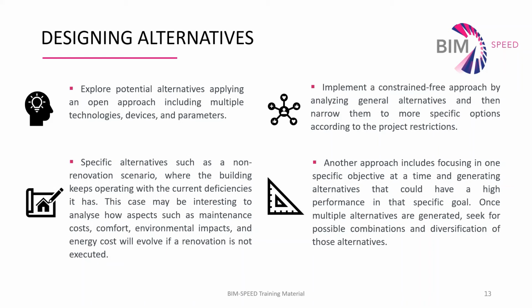While designing the alternative, the architect, designer, or owner should apply an open approach. This is exploring a broad space of technologies, devices, and parameters. A constraint-free approach should also be suitable to analyze general alternatives and then narrow them to define more specific options. Some other strategies include focusing on one specific objective at a time and generating alternatives that could have a high performance in fulfilling that specific goal. Once multiple alternatives are generated with this approach, stakeholders should seek possible combinations and diversification of those alternatives. Moreover, there are other alternatives that might be relevant for the analysis, such as a non-renovation scenario, which analyzes the case when no renovation is performed.